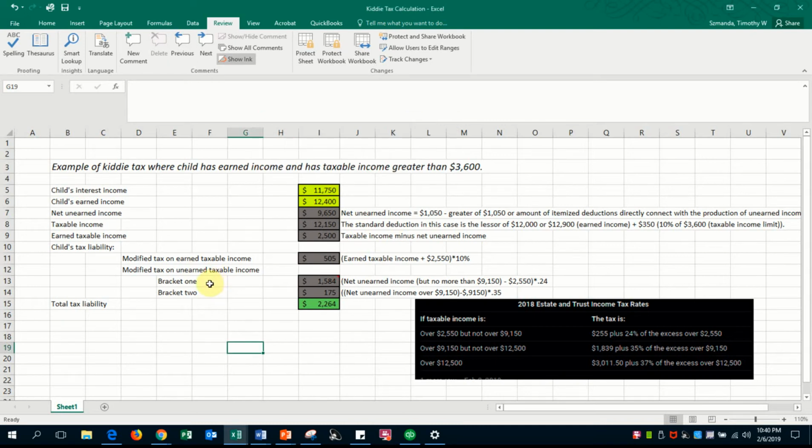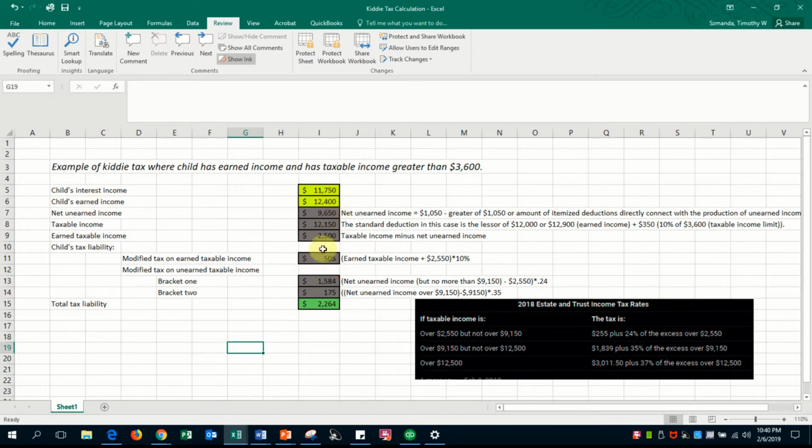The kiddie tax in Chapter 3 is a tax imposed upon children. The reason this tax came about, which has a very interesting set of calculations in it, is to deter parents from transferring wealth to their children in an effort to reduce the family's tax obligation.